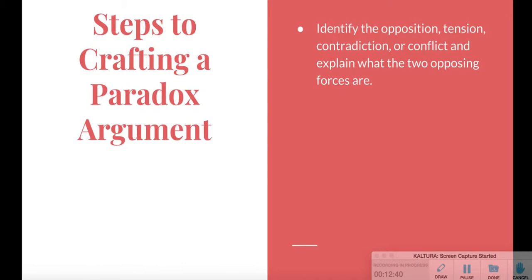The first step in using paradox, irony, tension, and conflict when developing an analysis is to identify the opposition, tension, or conflict and explain what the two opposing forces are. These might be on the level of language. For instance, there might be some opposition or tension in the diction, the syntax, in symbols or metaphors. Or it could also be on the level of the narrative elements. So there might be some opposition or tension in the point of view, in the characterization, setting, or conflict.